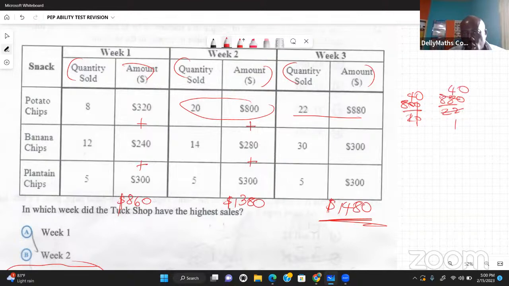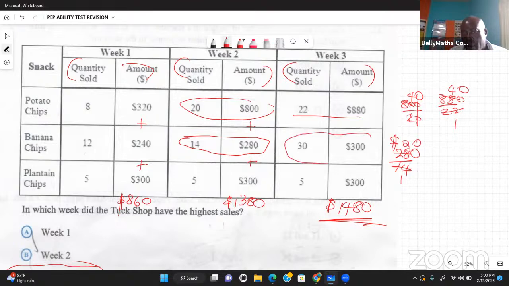We're going to check week 2. Week 2, 14 went at 280. So let's go, 280 divided by 14. They give us some nice numbers. 14 into itself 1 time. 14 into 28 2 times and 0. So it's $20 for one, right? In week 2. Let's check week 3.